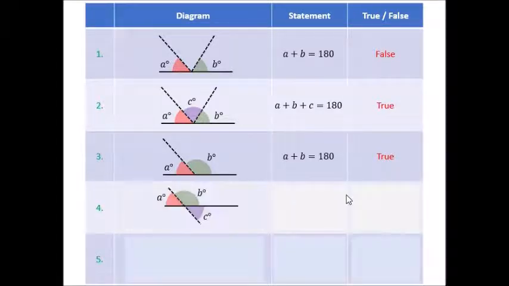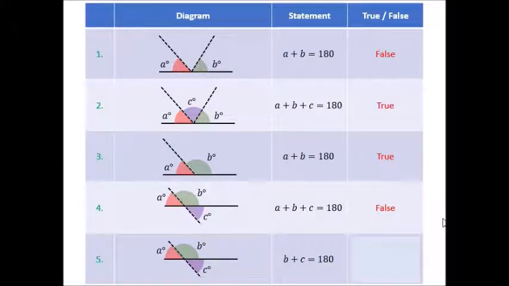Question 4. So here, you can see we make the complete semicircle, but when we have C as well, we go beyond the straight line, and therefore this is false. They do not add up to 180. Question 5. While they do not go along this straight line, B plus C goes along this straight line. Both angles, when you draw them, make a semicircle along this line. Therefore, this is true.